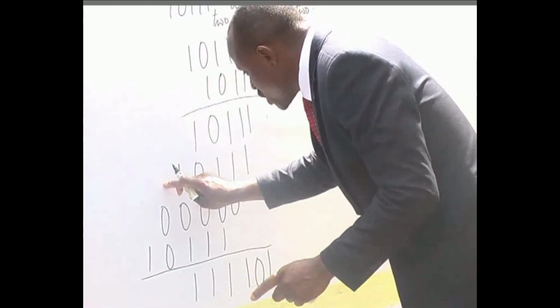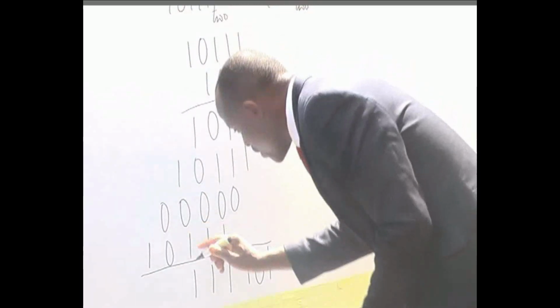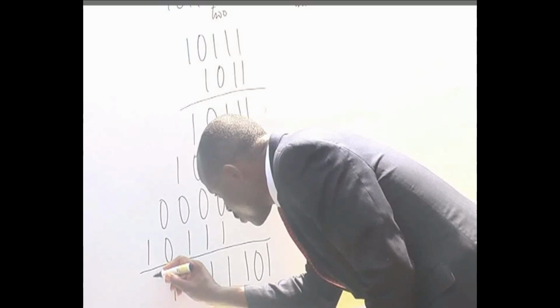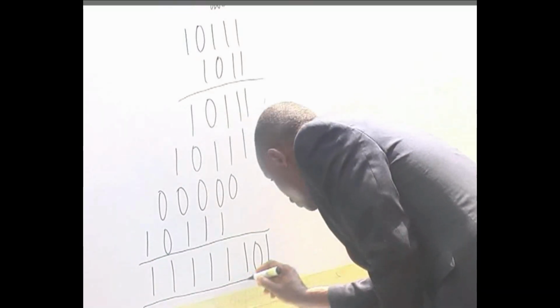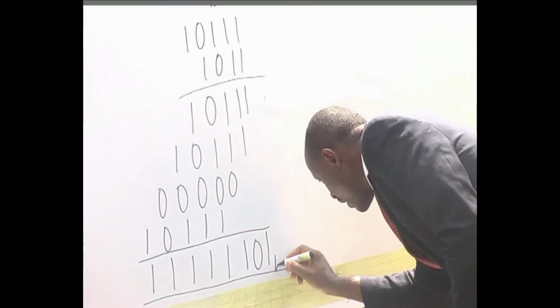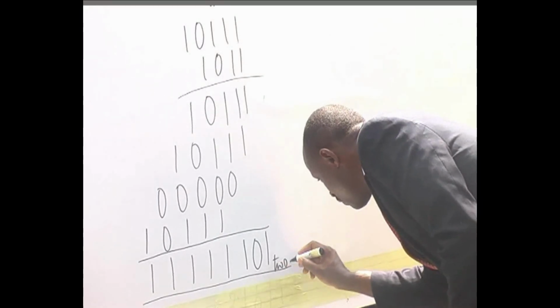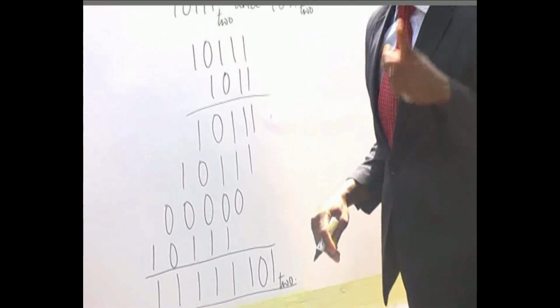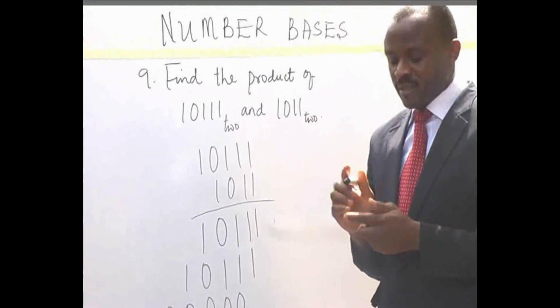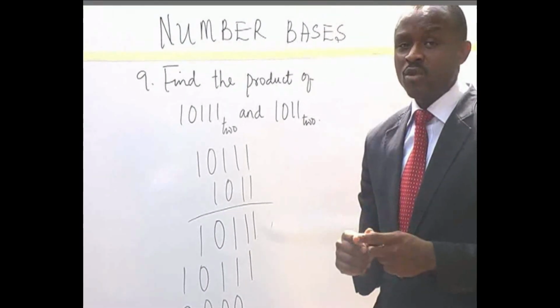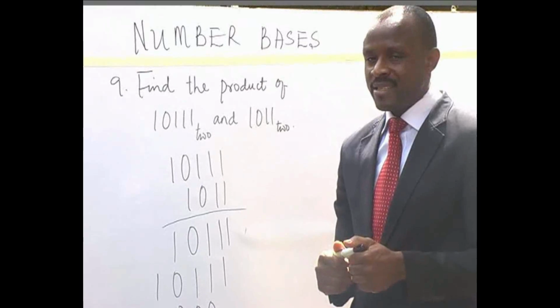1. Carry it to this place. 1 plus 0 will give you 1. Bring down this 1. You're not adding to anything. So this is your answer. Don't forget to write base 2. If you don't write it, it might remove some marks. That means you have forgotten that you are working on base 2.